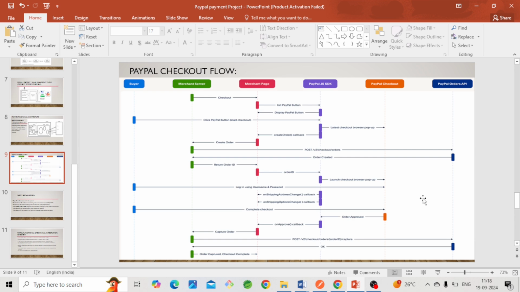In this presentation, we will discuss the Stripe documentation. We understand the Stripe documentation. Then next, the API calls we will make in the next video.